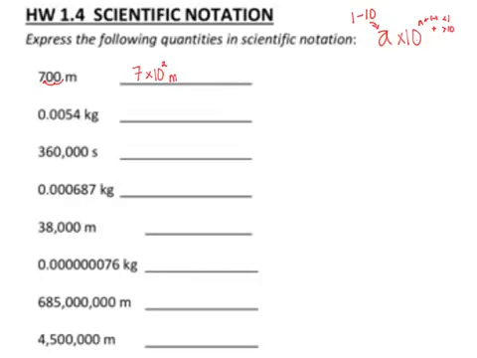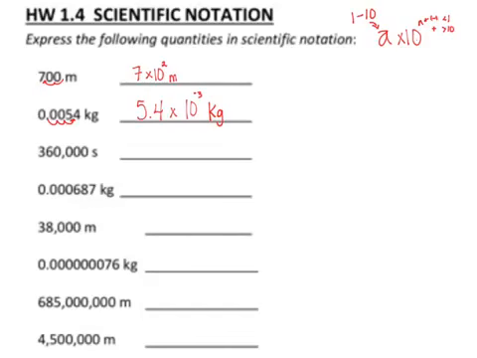Okay, next one, we have 0.0054 kilograms. Again, what I can do is move the decimal point 1, 2, 3 places to make this number 5.4, times 10. In this case, I moved my decimal place over 3 times. And because 0.0054 is less than 1, my exponent is negative. Okay, and don't forget your units.